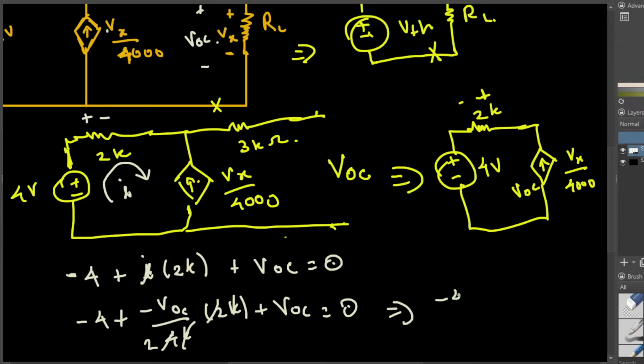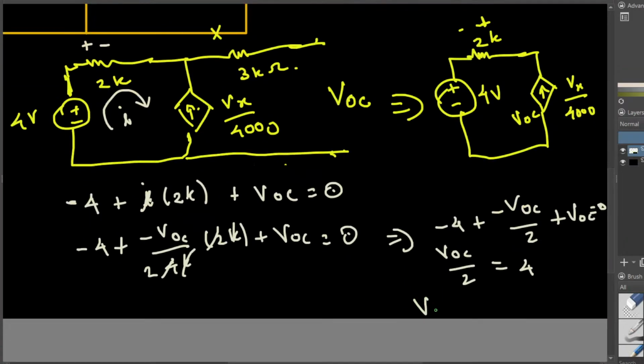So this is negative 4 plus negative VOC divided by 2 plus VOC, that's equal to 0. If I bring this 4 to the other side of the equation, that's going to be plus 4. And then here you can see VOC minus VOC divided by 2. If you subtract half VOC from 1 VOC, that's going to be half VOC. So this is going to be VOC divided by 2 right here. Therefore, VOC is going to be 8 volts. VOC is equal to 8 volts.